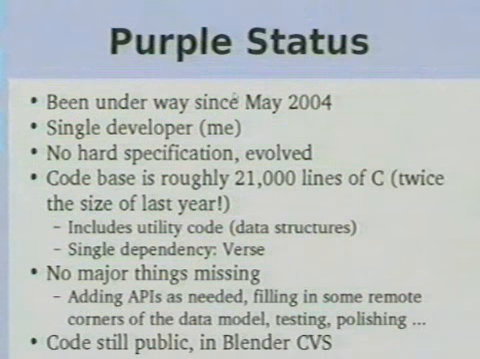And the code base today is roughly 21,000 lines of C. It's exactly twice the size of last year. And it has a single dependency, verse. There's no external libraries used. And it's becoming fairly complete, I think. The API hasn't grown in a while. All I do is test it and fill out some remote corners and try to make it work. And the code is still public, as it has been from day one, in Blender CVS actually.